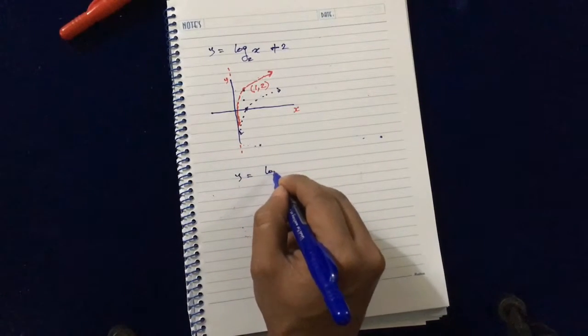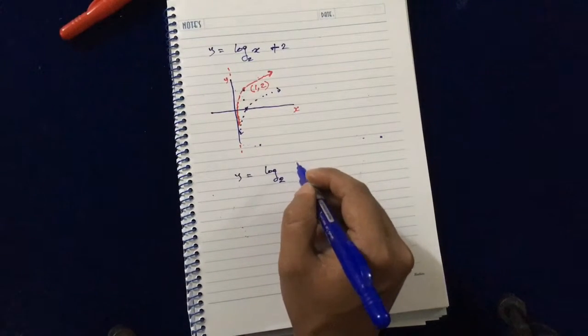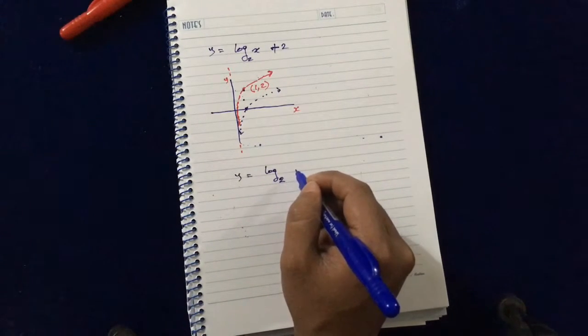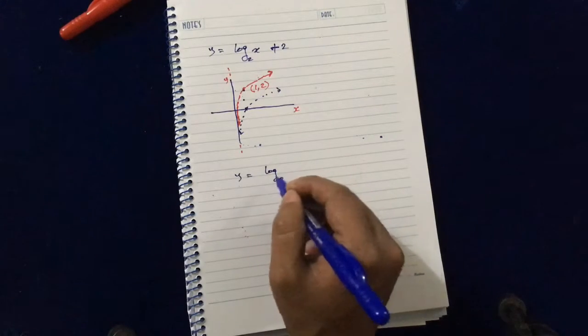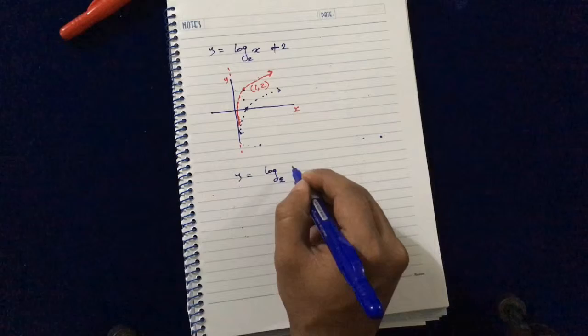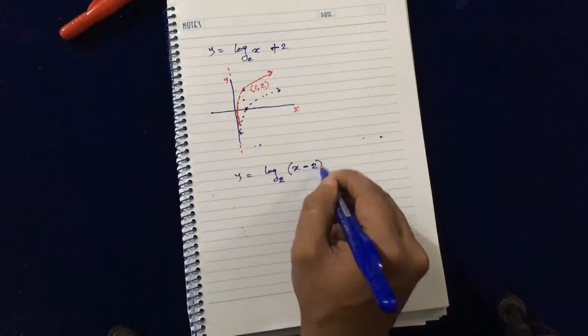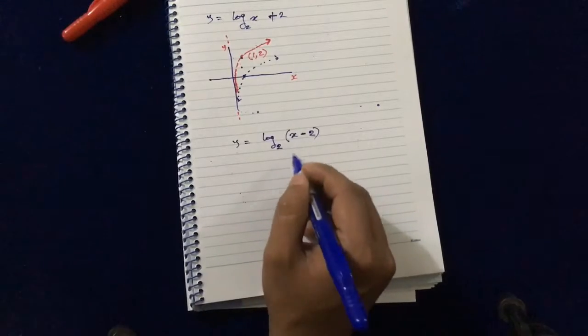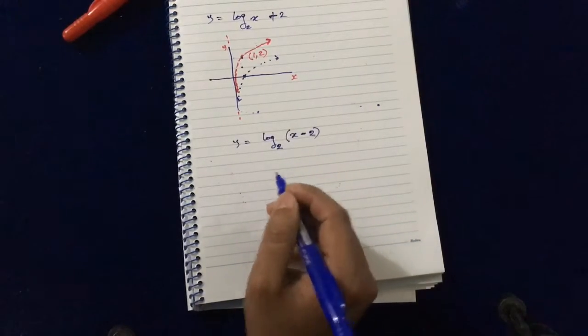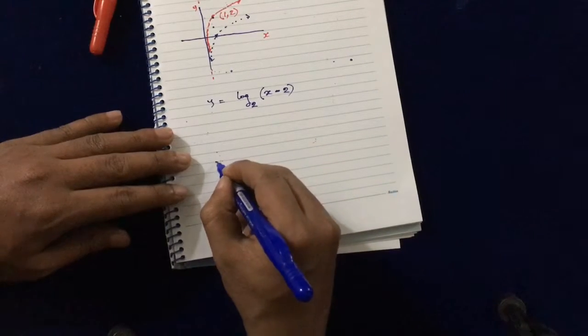Let's draw another one which is a bit more engaging. Let's say log base 2 of (x minus 2), with a bracket here. So x minus 2, how can I draw this graph?